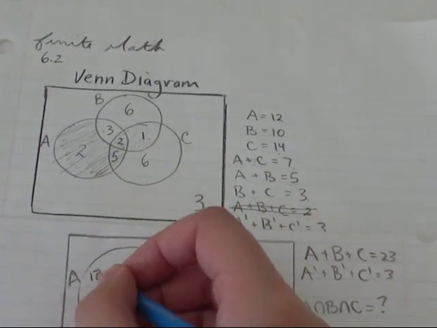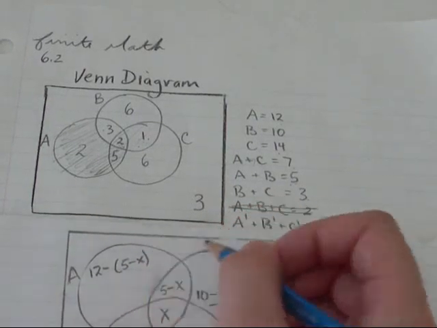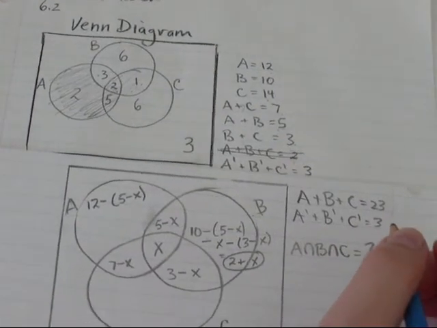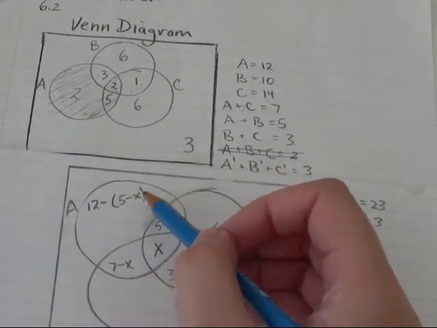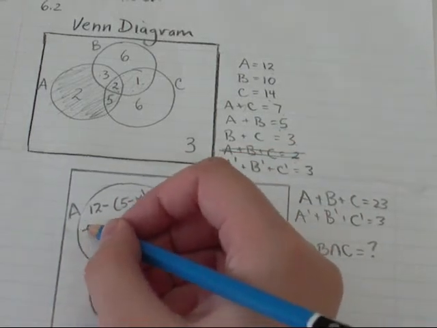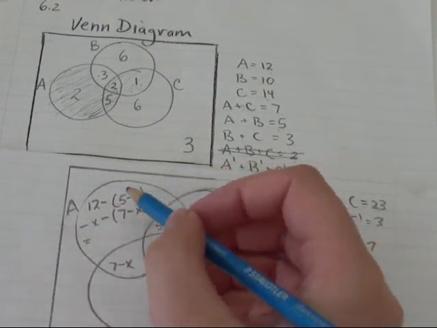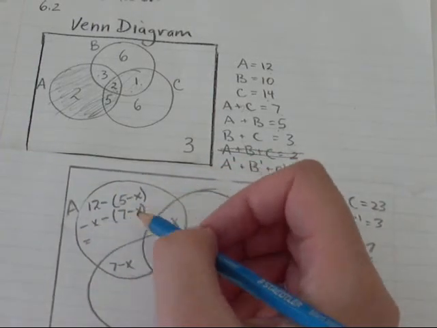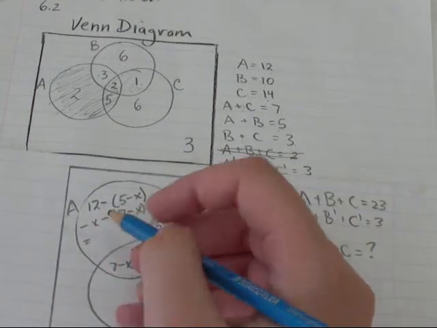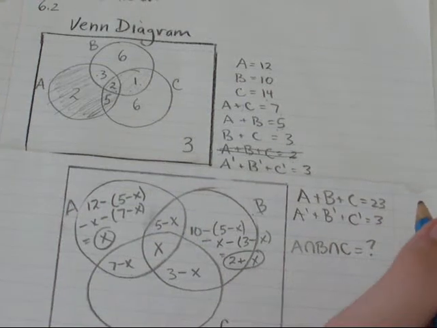I'm going to do the same thing for A, so A equals 12. So it's 12 minus (5 minus X). Don't forget your brackets, because the brackets are flipping the sign of all of these X's. If you forget those, you're in trouble. So minus X minus (7 minus X), and that equals 12 minus 5 minus 7, which is 0. Positive X minus X plus X is just positive X. So you get A equals X.